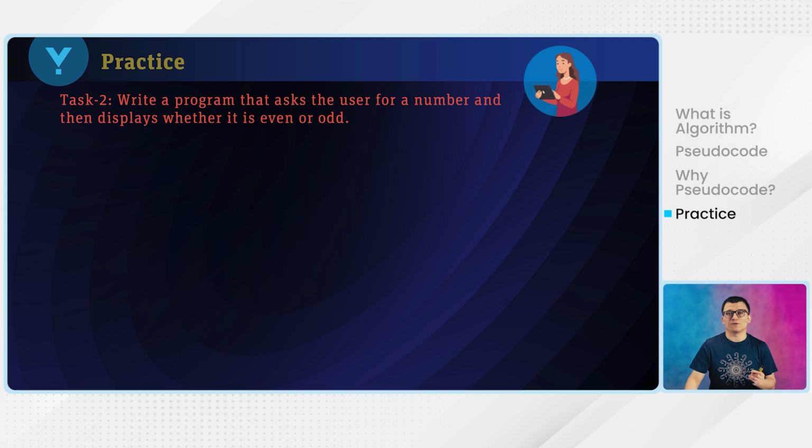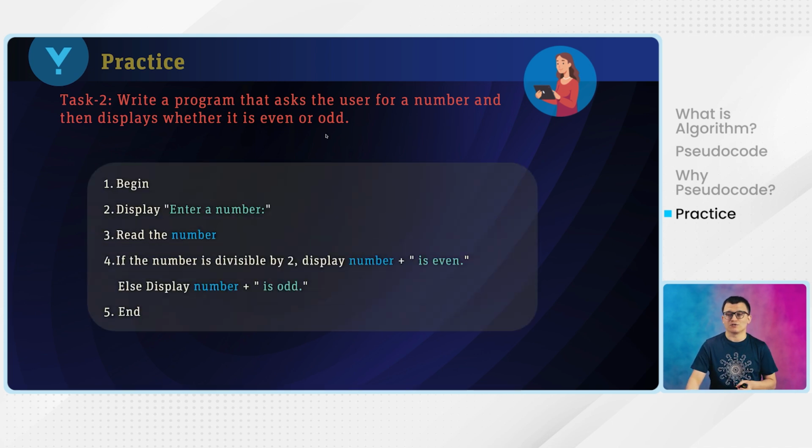So there are a couple of things that will be involved in this task. You need to get an input from the user, and then you need to use that input to determine whether the user entered number, the input, is odd or even. So here is the pseudocode for this particular task.